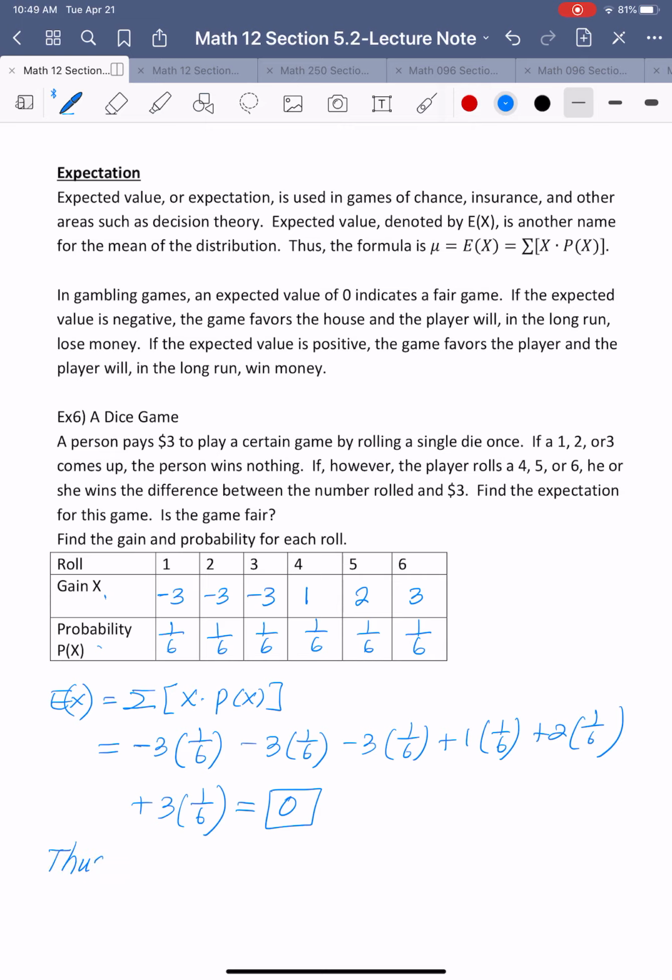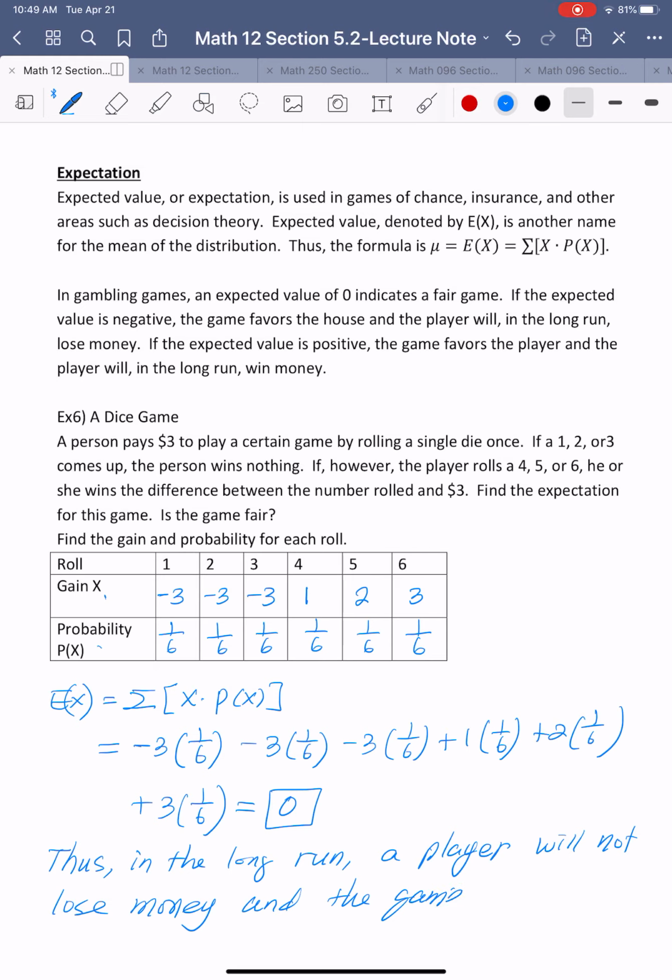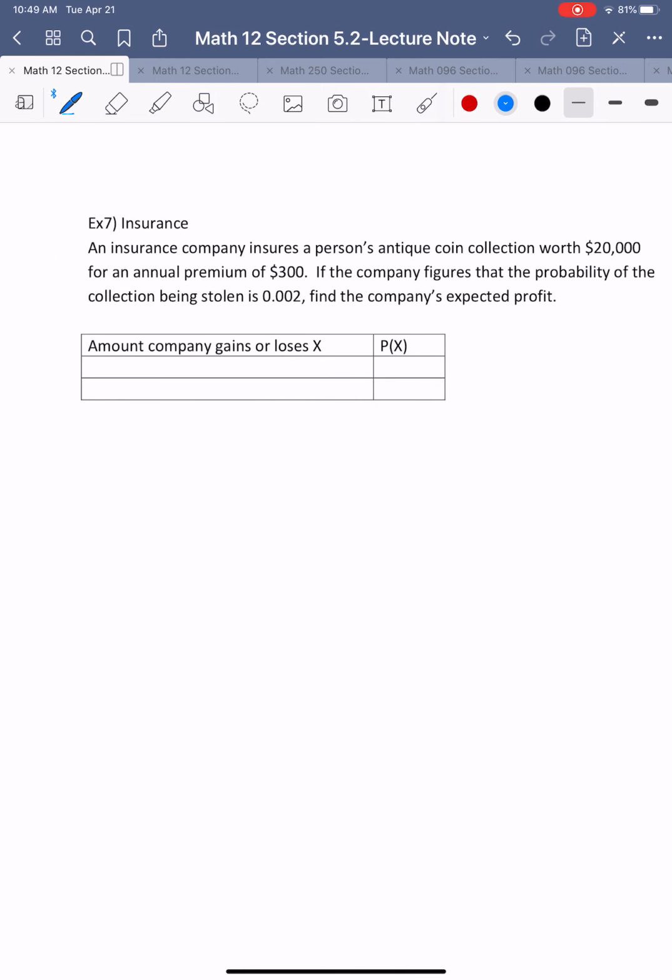So the conclusion is, if that's the case, a player will not lose money, and the game is fair. Okay, so let's go to the next problem.